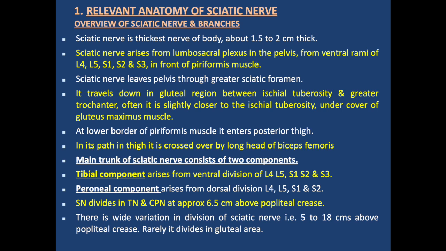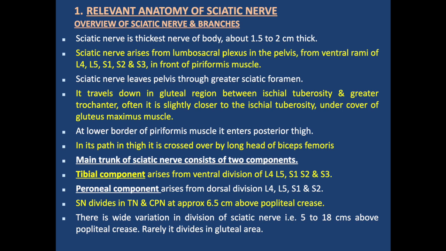Relevant anatomy of the sciatic nerve. Sciatic nerve is the thickest nerve of the body, about 1.5 to 2 cm thick. Sciatic nerve arises from the lumbosacral plexus in the pelvis, from ventral rami of lumbar 4, lumbar 5, sacral 1, sacral 2, and sacral 3 nerves in front of the piriformis muscle. Sciatic nerve leaves the pelvis through the greater sciatic foramen. It travels down in the gluteal region between the ischial tuberosity and greater trochanter. Often it is slightly closer to the ischial tuberosity under cover of gluteus maximus muscle.